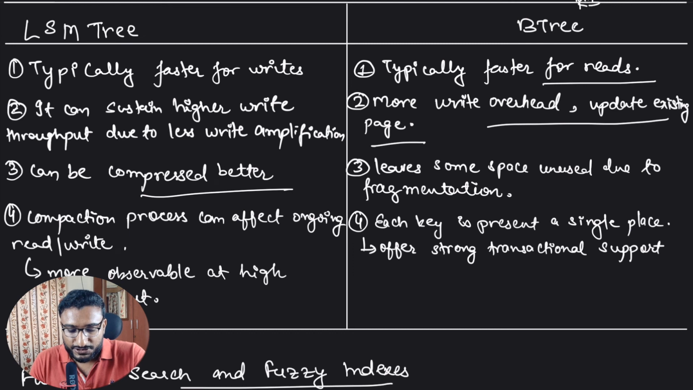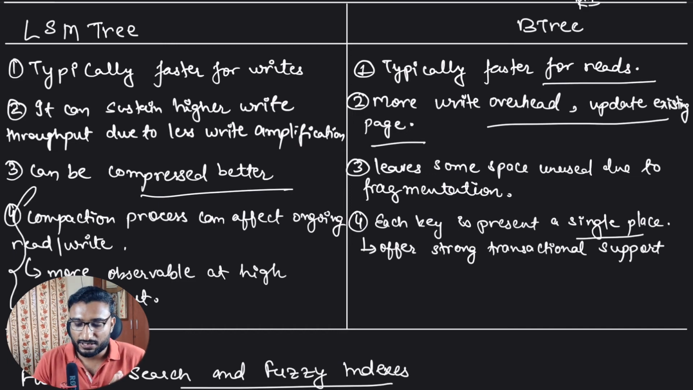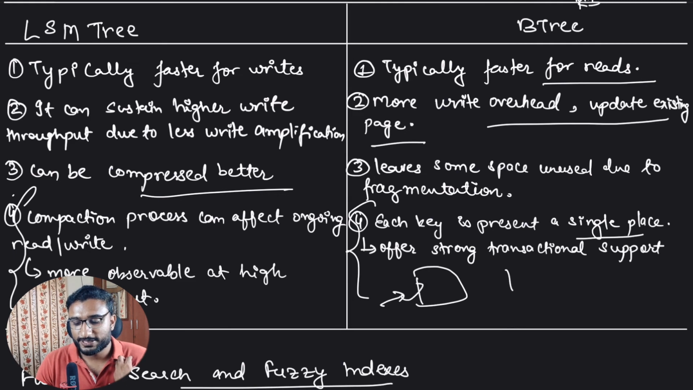Moving to another feature, the compaction process can affect ongoing reads and writes. We discussed that compaction is a process which runs in the background, so it can affect reads and writes because sometimes we have to run it. This is one issue that you have to figure out in case of LSM trees. But in case of B trees, each key is present in a single place only, so it offers strong transactional support. Why? Because there is only one entry with us, and that is what will be updated.